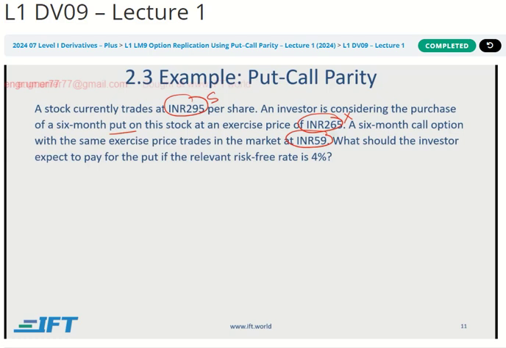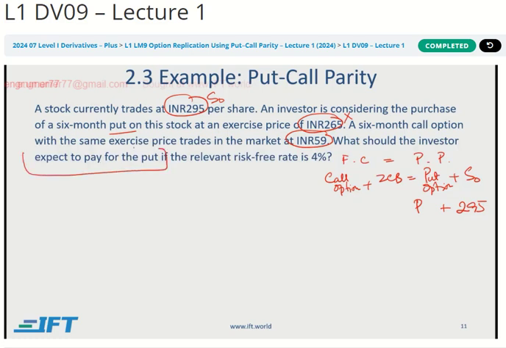Now, how we should structure this is, number one, we should say fiduciary call is equal to protective put. Fiduciary call is the call option plus the zero coupon bond, which is equal to the put option plus the stock. Now the stock is trading currently for 295 Indian rupees. Put option is something we need to calculate, because how much should the investor expect to pay for the put? So this is something we need to calculate.